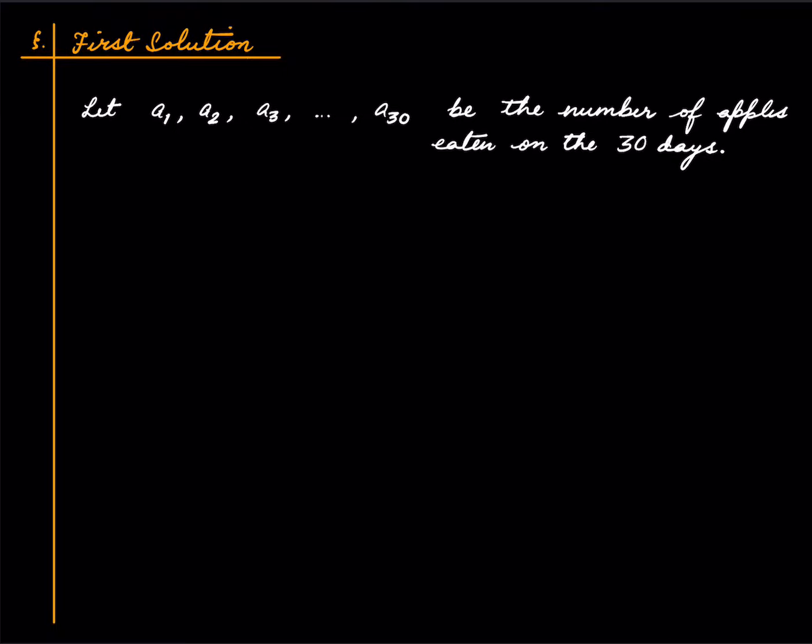So suppose these are the numbers of apples that the man eats in the first 30 days. On the first day he eats A1 apples, second day he eats A2 apples, third day A3 apples, and so on. And define bk equals A1 plus dot dot dot plus Ak. So what is bk actually recording? bk is recording the total number of apples consumed up until the kth day.